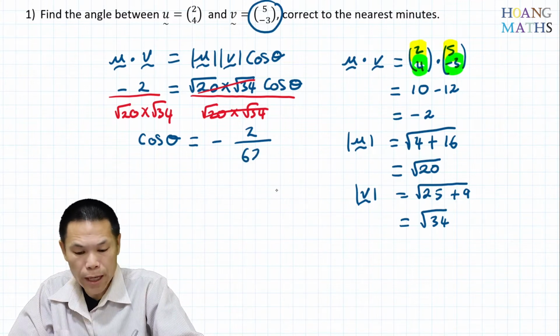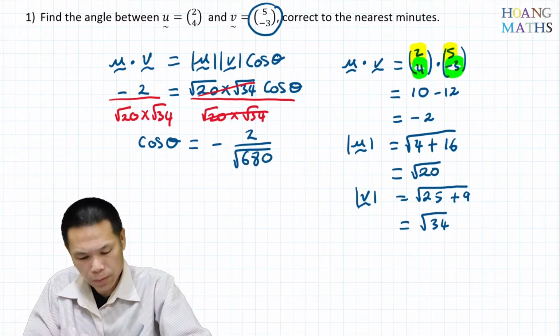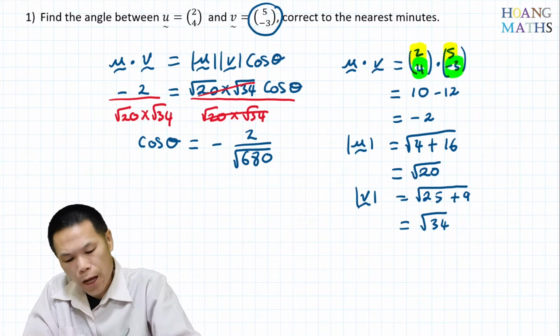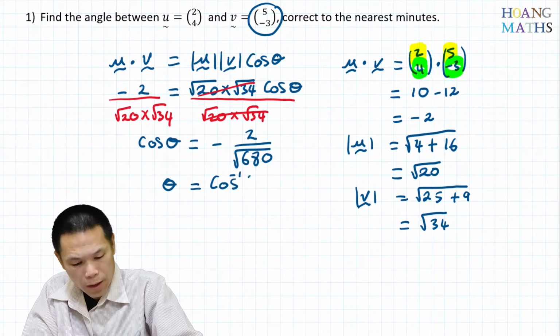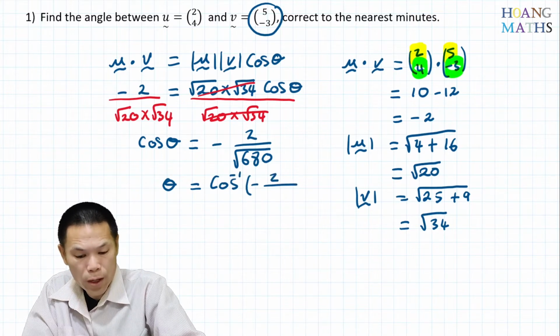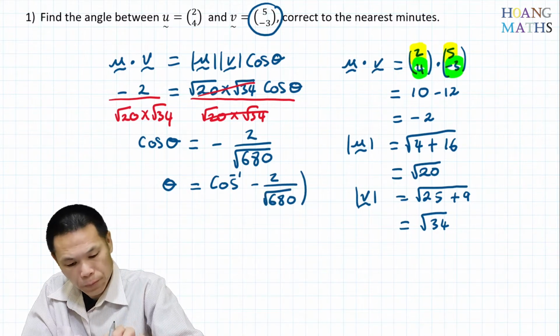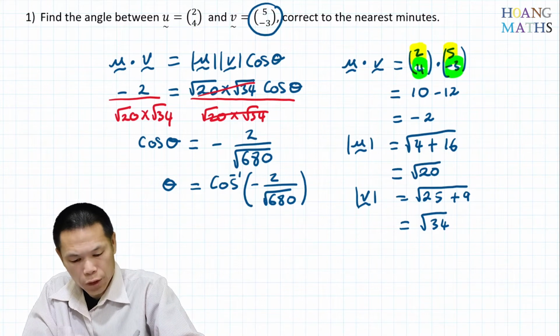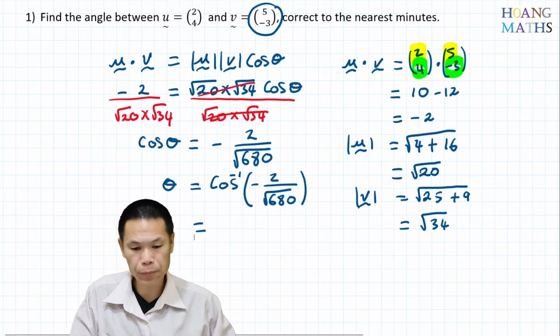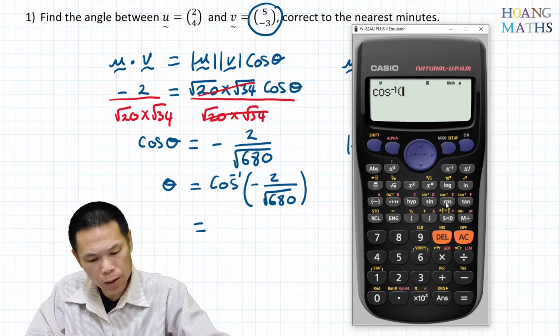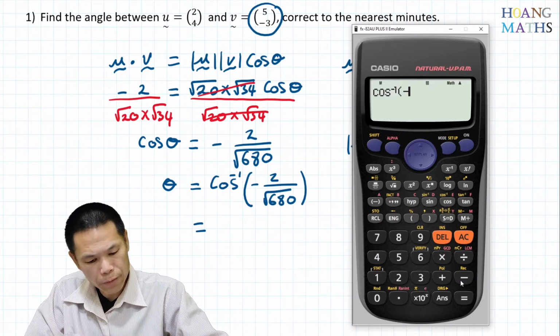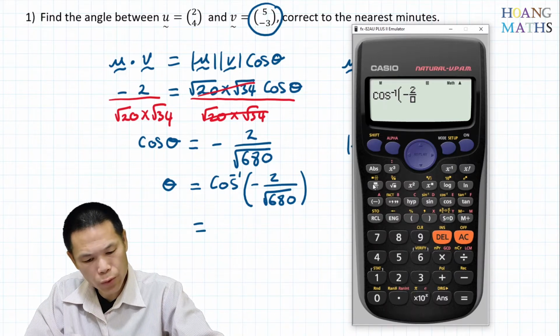So square root of 680. So therefore, theta must be equal to the cos inverse of -2 over square root of 680, of course. So just put this in a calculator. So I just go inverse cos of -2 over square root of 680.